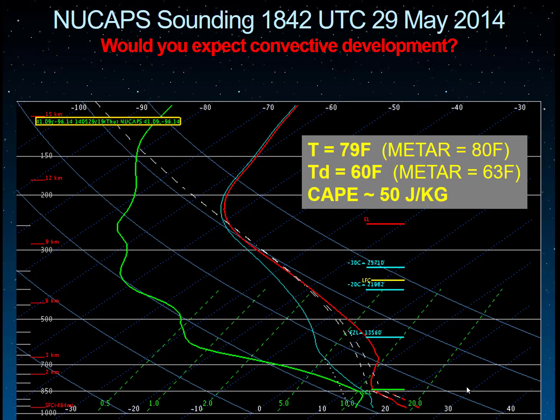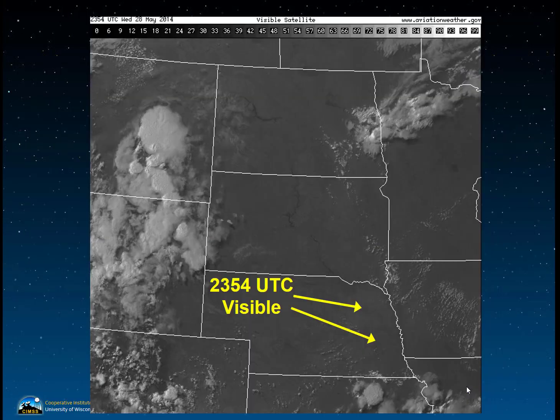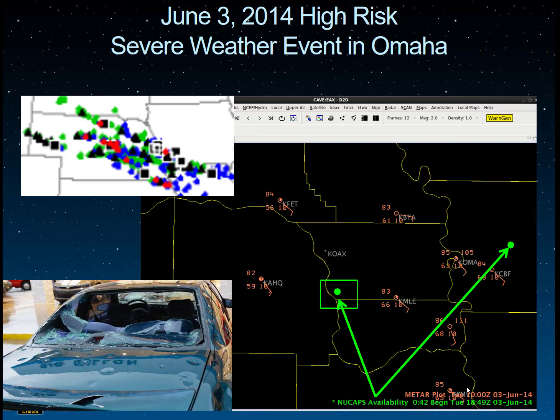That's shown here. This is a sounding from near Omaha. And if you're looking at the sounding and asking yourself, would I expect convection from this? The answer is probably no. And nothing happened. Several days later, Omaha was in a high risk.